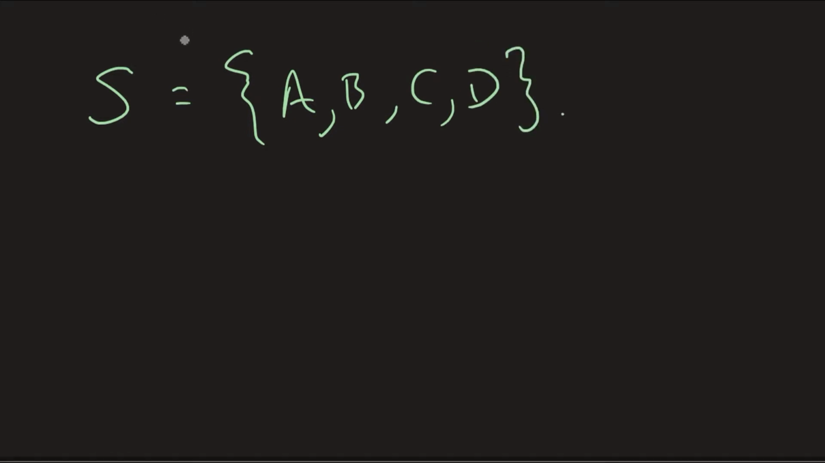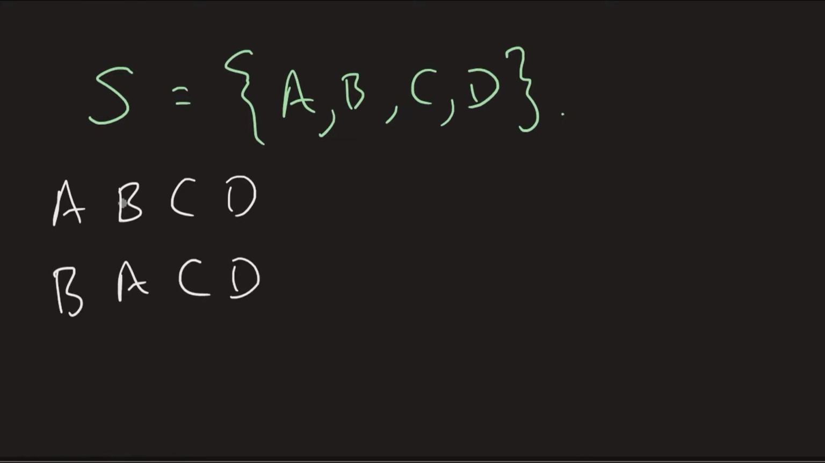And say we want to find out how many possible arrangements there are of these letters. So one possible arrangement would be A, B, C, D, like we see here. Another possibility would be B, A, C, D. So these are distinct, these are different permutations. And then another possibility would be D, C, A, B. So there's plenty of different arrangements.